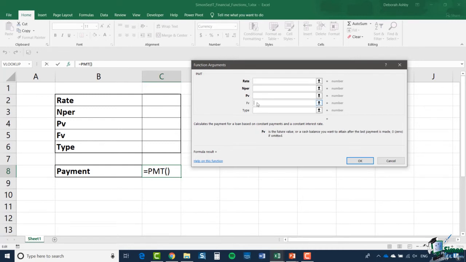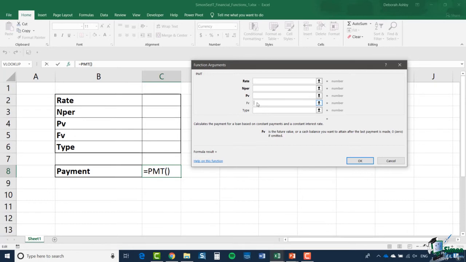And if the intention is to pay off a loan completely, the future value, the value you want to be left with, is 0. Now, it may be that what you really want to do is reduce the amount that you owe somebody, so you're not going to go down to 0 in this case.